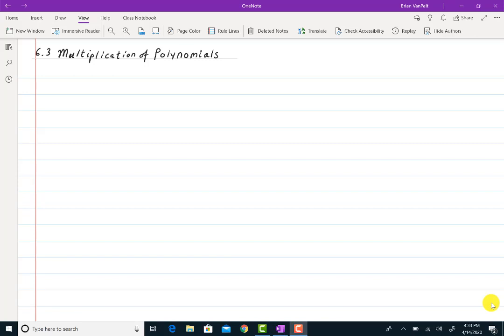Since we've done addition and subtraction of polynomials, now it's time for multiplication and division. We're going to do multiplication first, then we'll handle division later. So remember this.